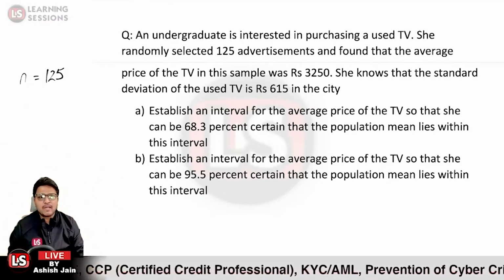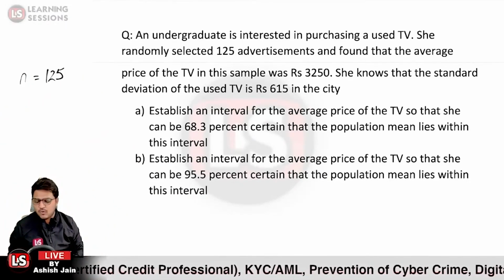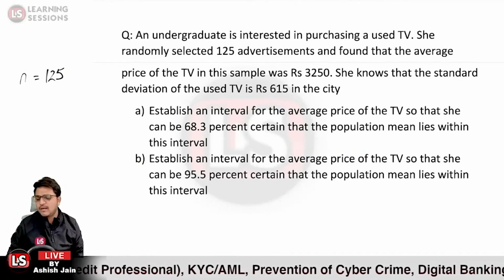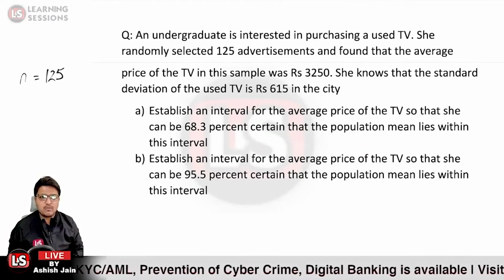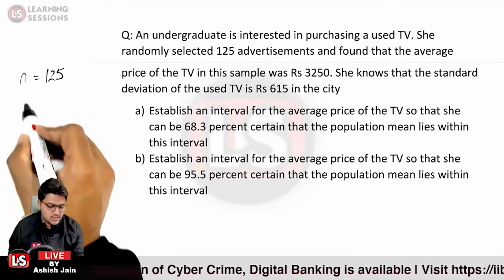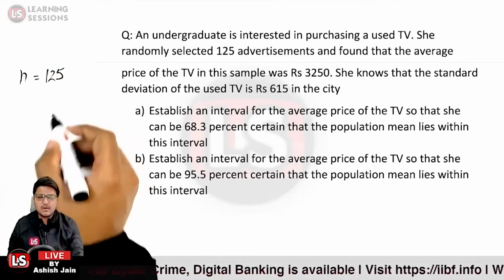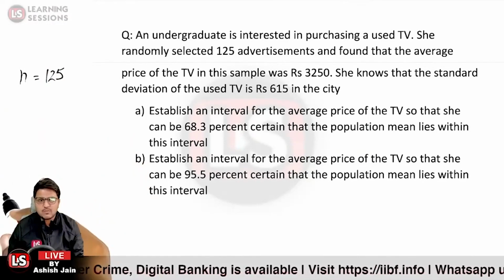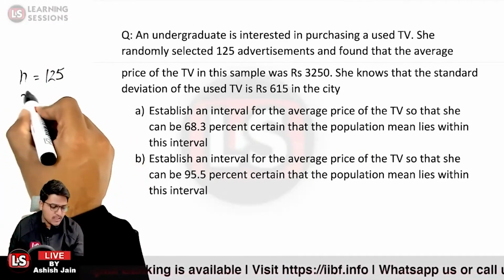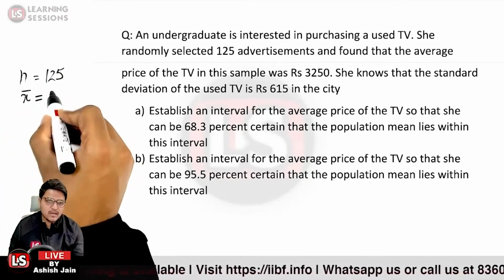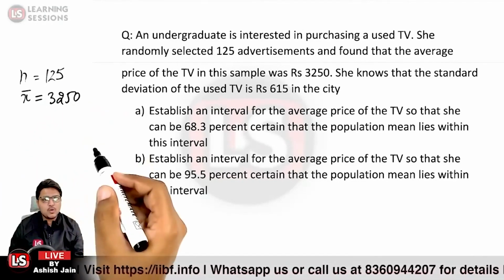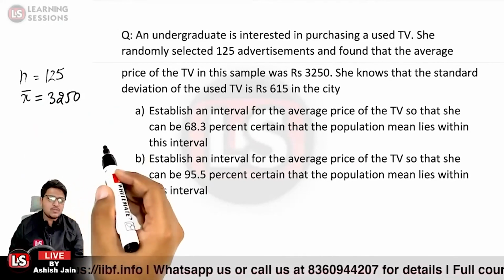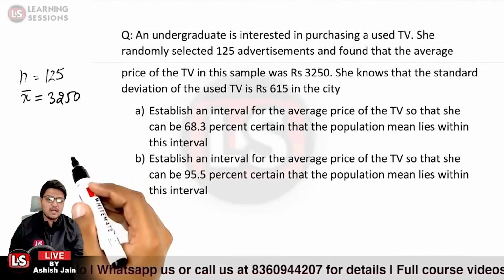And she found that the average price of the TV in this sample was 3250. So the average price of the sample is given to be 3250. She selected 125 advertisements, and the average price was 3250. So we are provided with the X bar, that is 3250. She knows that the standard deviation of the used TV prices in the city is 615.